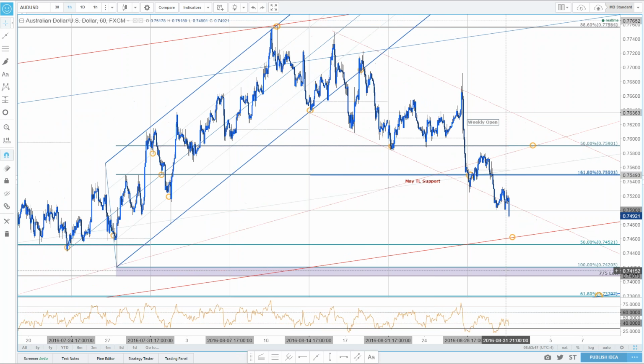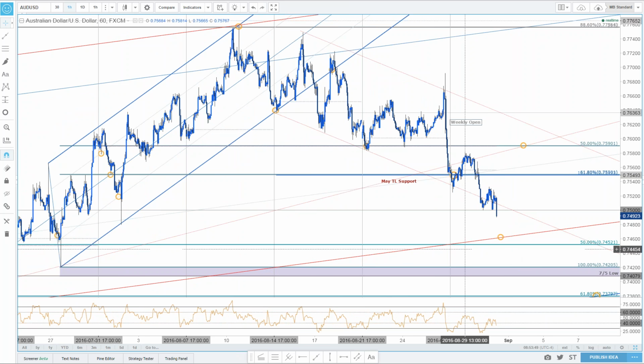Still going to be working with a 75.50 resistance on this for now. Bearish invalidation still is going to be at the weekly open. We'll lower that a little bit from 75.90 to the weekly opening range high.